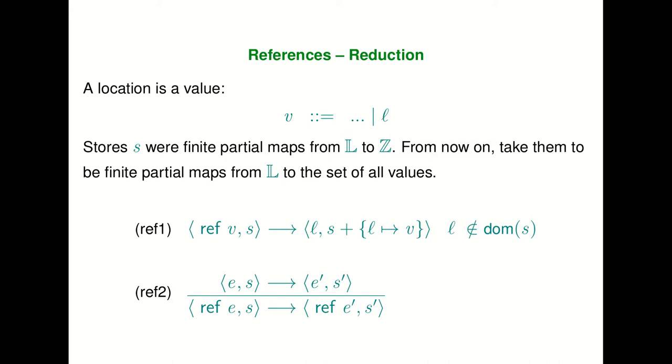So this is the way you should think about it. This is like a dynamic allocation in Java or C. We're doing a malloc here, and we've mallocked a new pointer, and we're storing v into that pointer and then returning the pointer value.